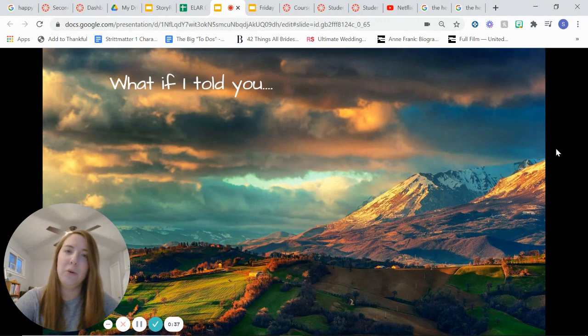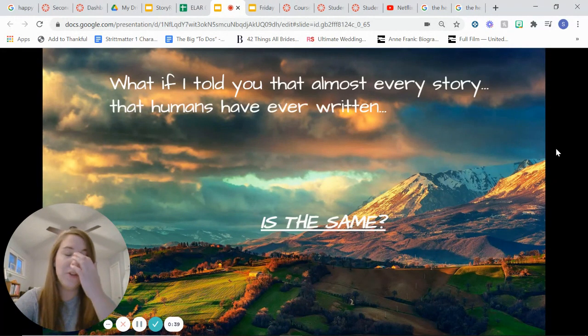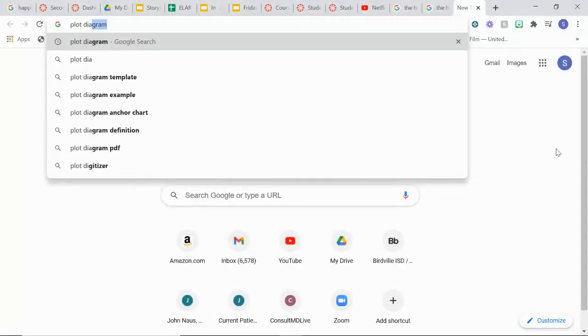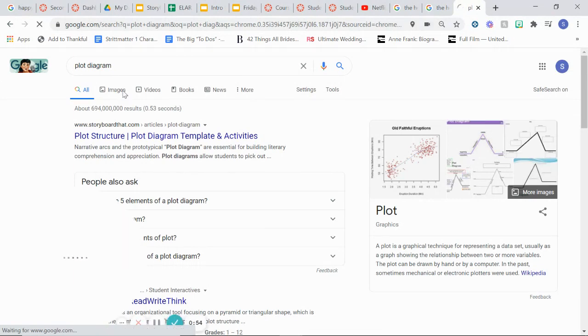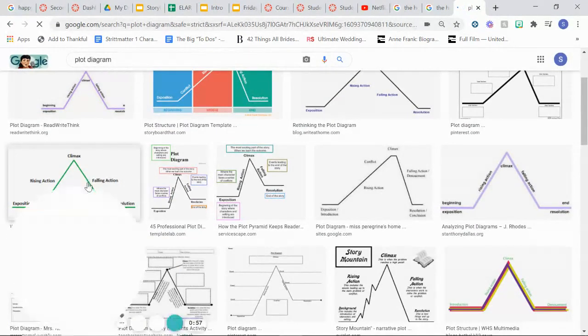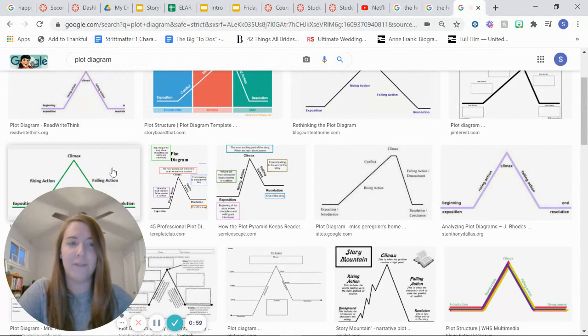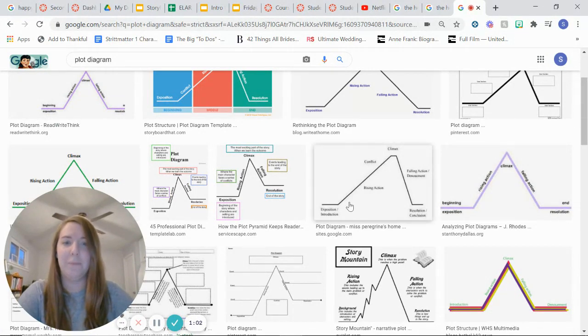So I want to know, what if I told you that almost every story that humans have ever written is the same? Take just a minute to think about that. I'm not talking about a plot diagram here, right? You've seen this since third or fourth grade again and again. And you're like, well, yeah, duh, of course every story ever told is the exact same. It's got the beginning, the middle, the exciting part, the end. I'm talking about something much more specific, more predictable, and a lot more detailed.